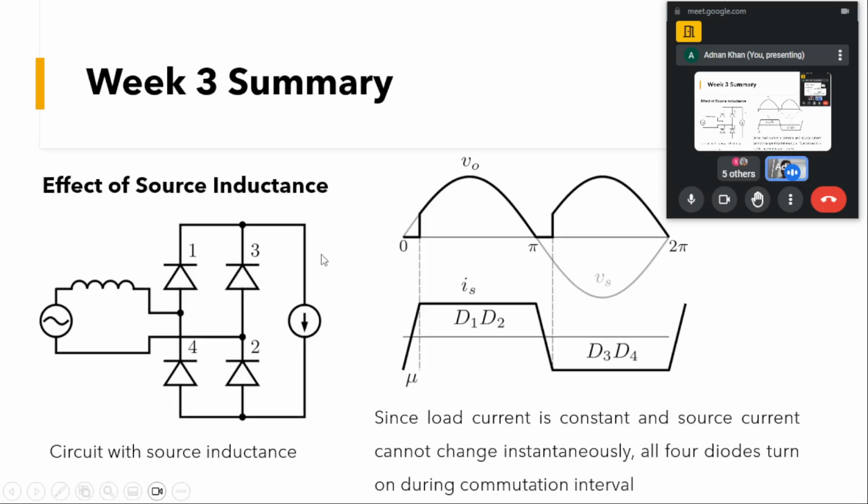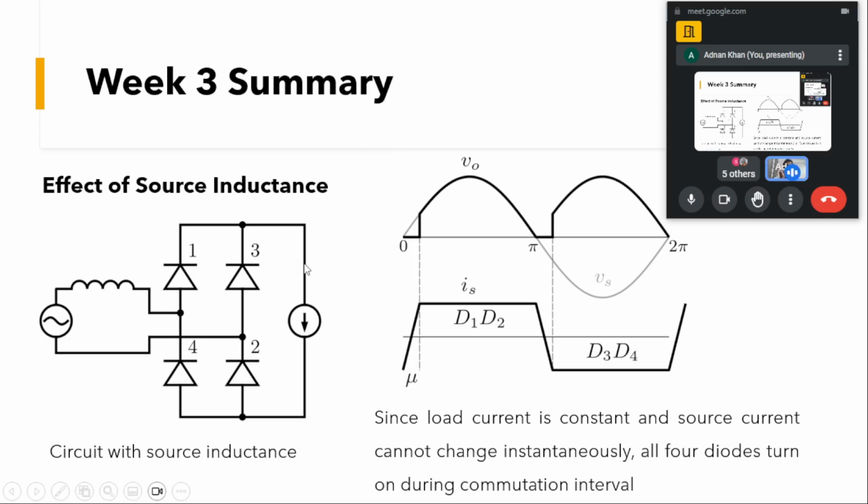That is in the practical circuit without any source inductance, when we don't take any source inductance into consideration. Now we will talk about this source inductance. Let us say there is some inductance due to the source, which we have shown as an inductor on the source side.